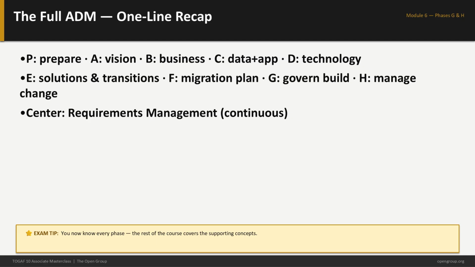From here, the rest of the course covers the supporting concepts that make the ADM work: the continuum, the content framework, governance, and the reference models. But the spine, the ADM itself, you now know end to end.